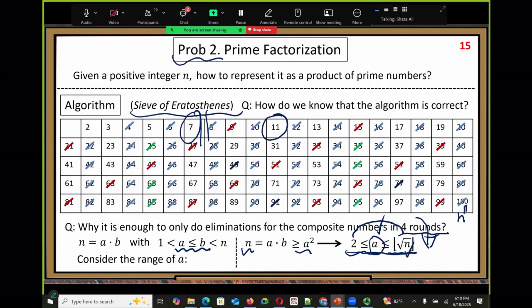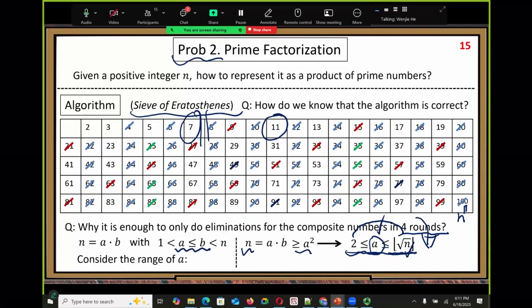I have a question. Yes? So are we comparing a times b to a squared because we're assuming the case where a and b are equal to each other? So at that point you're just doing b equals a, and so that's why we're getting a squared? Where's the a squared coming from?